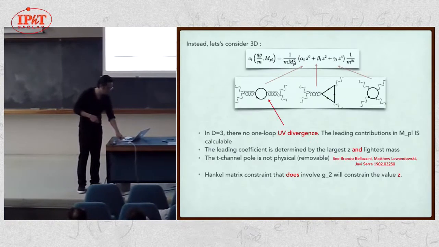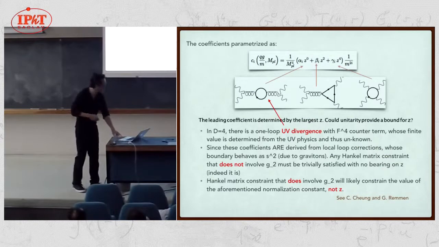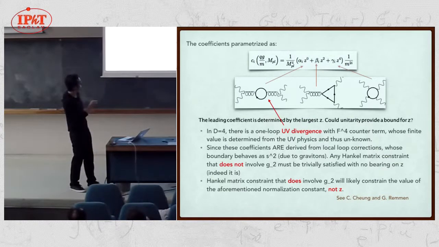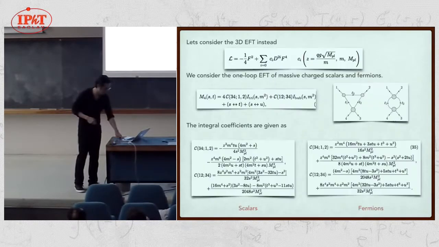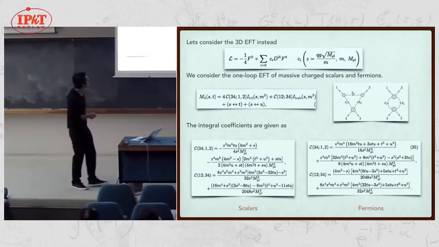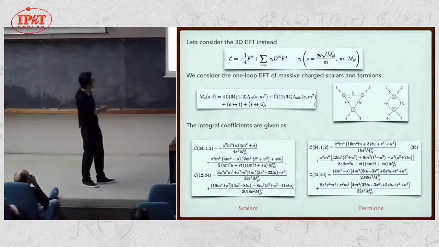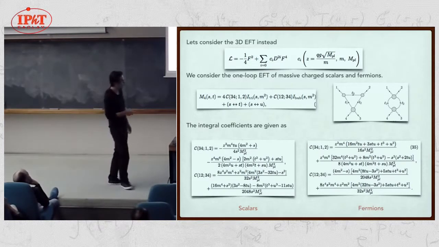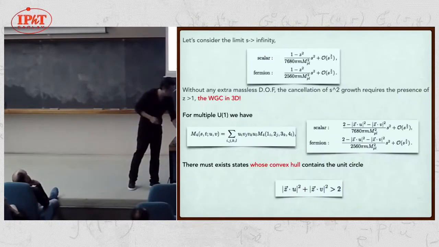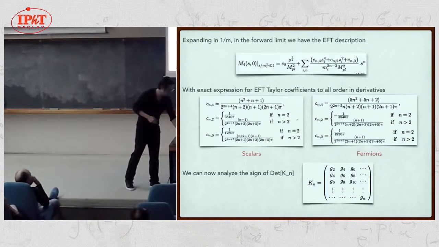The important point is that this EFT I can compute. These coefficients I can compute analytically because I know what the amplitude is. So we've computed the coefficients. The amplitude is given by scalar triangle and scalar bubble, and these are the coefficients for the amplitude. Once you have the coefficients for the amplitude, you can just directly get the forward limit coefficients. So let me just go real fast.